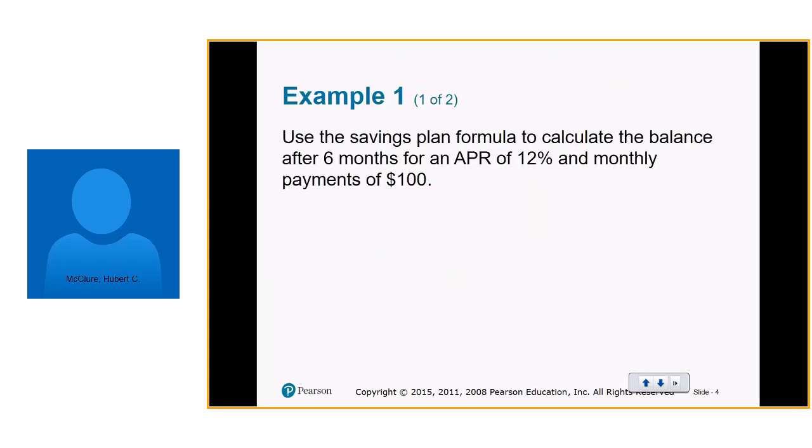Okay, go ahead and write this down. Using the savings plans formula to calculate the balance after 6 months for an APR of 12% and monthly payments of $100. So write that down so we can go back. Write down N is equal to 12. R is equal to 12%. Payment is 100. And what is T? 0.5, Hubert. That's right. T is 0.5, or 1/2.